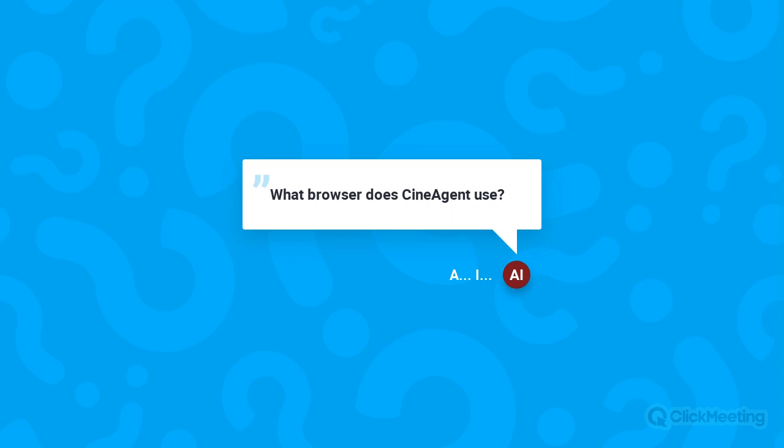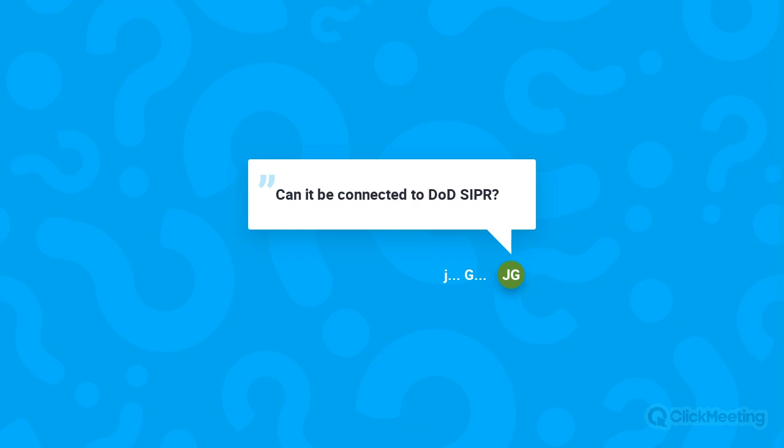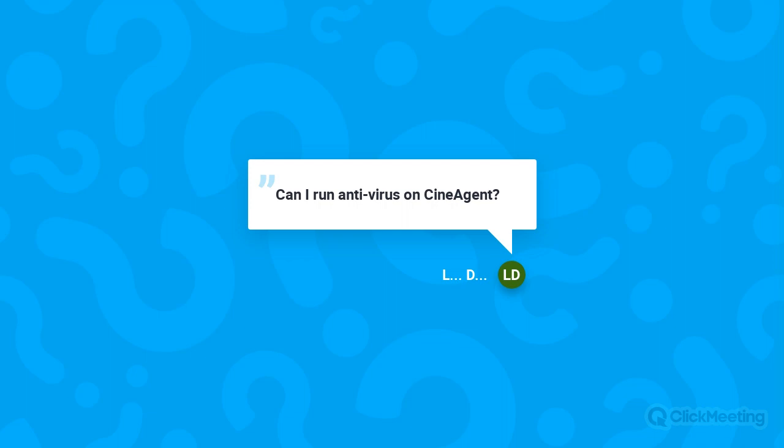What is the current CineNet release that's available? 3.7 is what's currently available. That was released, I believe, about 2 weeks ago. Next up, can I run antivirus on CineAgent? Yes. Since these are effectively Windows 10 PCs, you can load antivirus on there, and there's really no expectation of any conflicts with the CineNet or CineAgent component with your antivirus.